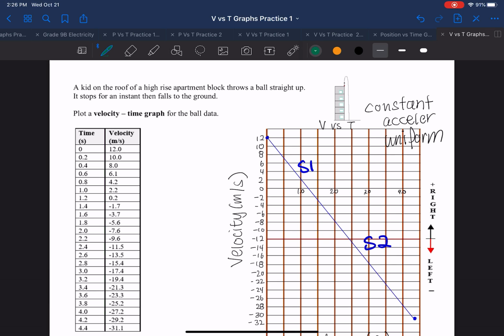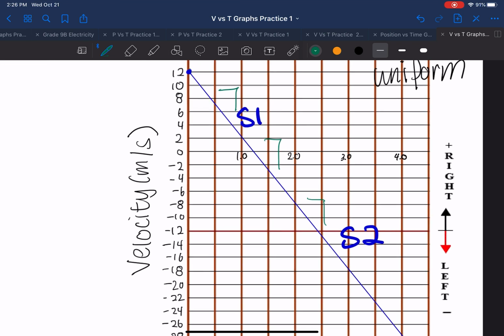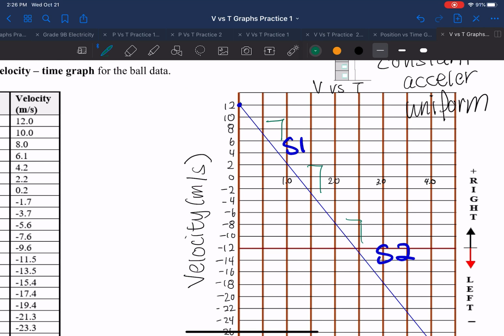It's uniform because if you use any of these points to plug into your slope formula, you're going to get the same number, and that slope that we're calculating for is acceleration. So you're going to get all the same acceleration values no matter which point you use on the graph.